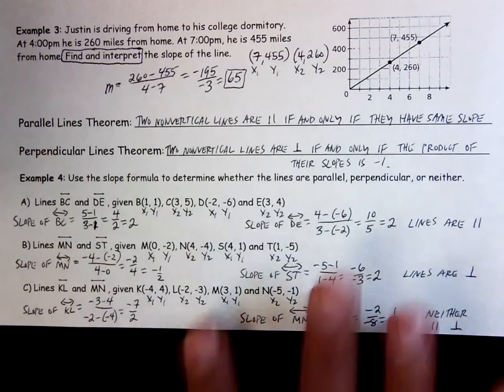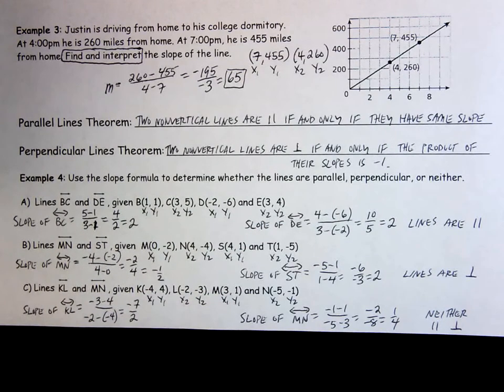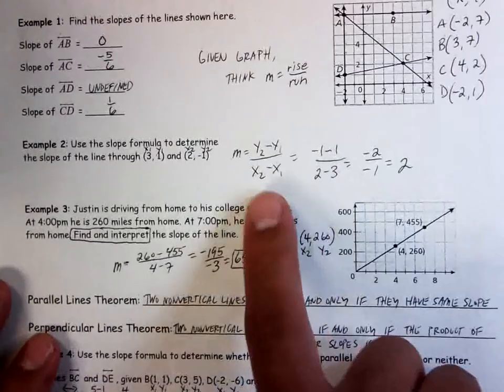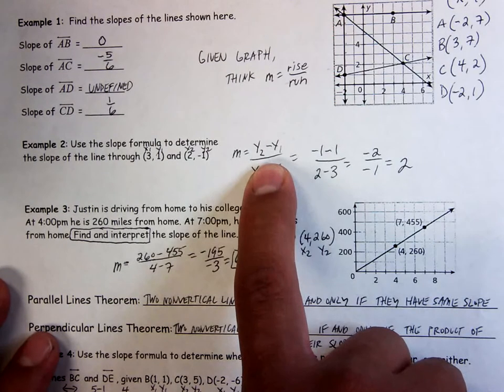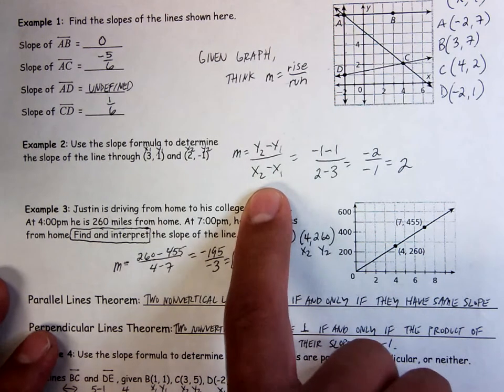A lot of work going on right here. I do understand that, but it's just simple adding and subtracting. We're just doing this formula right here: y2 minus y1 over x2 minus x1. When you're given 2 points and you're asked to find the slope, that's how we do it.